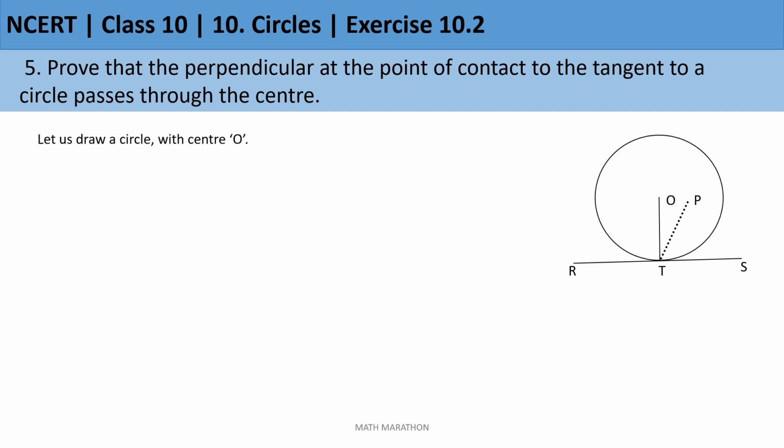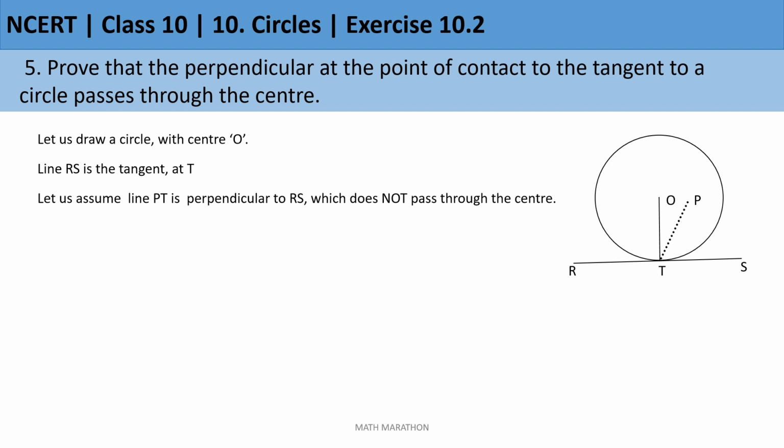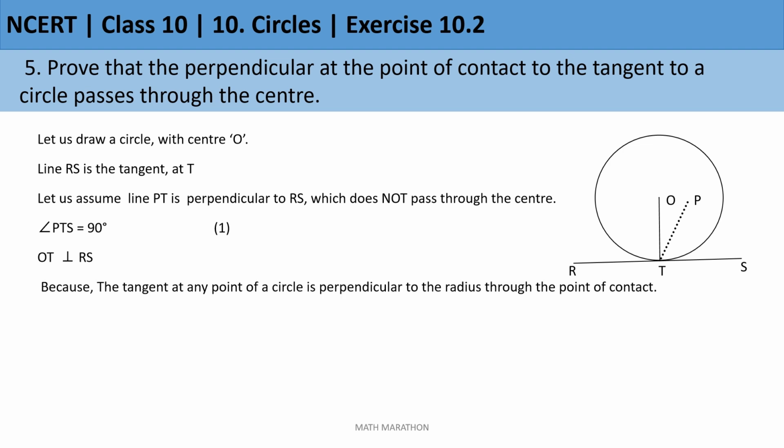Let us draw a circle with center O. Line RS is the tangent at T. Let us assume the line PT is perpendicular to RS, which does not pass through the center. Angle PTS is equal to 90 degree. OT is perpendicular to RS, because the tangent at any point of a circle is perpendicular to the radius through the point of contact.